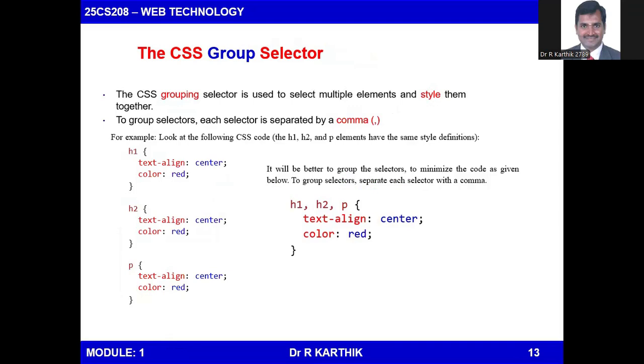Next one is the group selector. It is a very simple one. It is used to apply the same style to multiple elements. For example, h1, h2, p and others have the same type of properties and values. So we can group them together to reduce the number of lines. So h1 comma h2 comma p, followed by the same properties and values for these HTML elements.